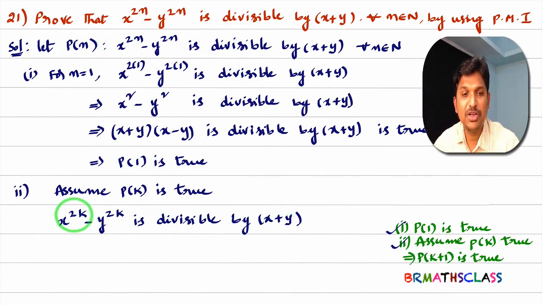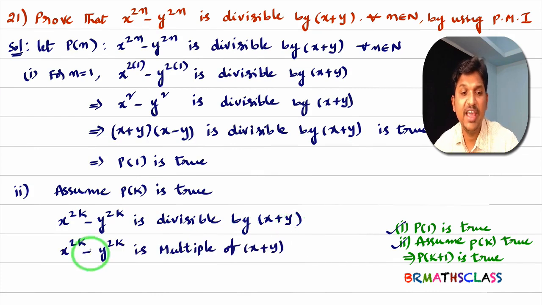Here you see x power 2k minus y power 2k is divisible by x plus y. You assumed that this statement is true. That means this expression is divisible by x plus y. This expression is clearly a multiple of x plus y also. For example, you take 10. 10 is divisible by 2. Yes. Is 10 a multiple of 2? Of course. So what I am trying to say here, x power 2k minus y power 2k is divisible by x plus y. It means that x power 2k minus y power 2k is a multiple of x plus y.